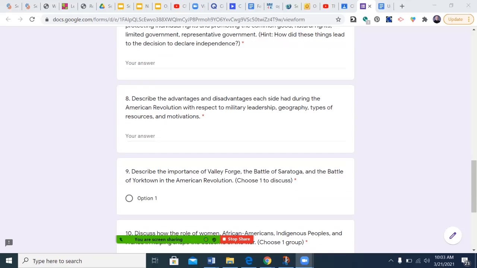Number 8, describe the advantages and disadvantages each side had during the American Revolution with respect to military leadership, geography, types of resources, and motivations. Please provide at least one advantage and disadvantage for each side.